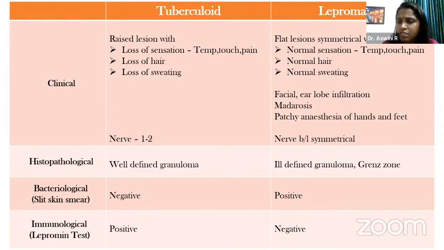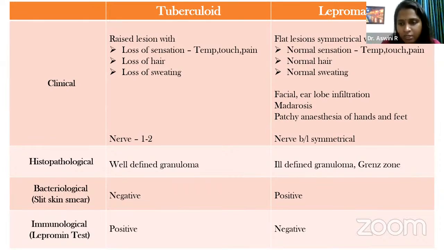Now the histopathology: the granuloma becomes ill-defined because it is lepromatous and CMI is very low. You can also see a grenz zone. When you take a smear, you can see acid-fast bacilli in the smear. And in LL cases, you can see bacilli even in the normal-looking skin, not only in the lesion. And for the lepromin test, CMI is low, so lepromin is supposed to be negative. So this is the overview.